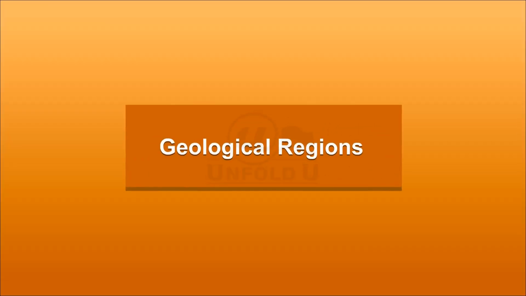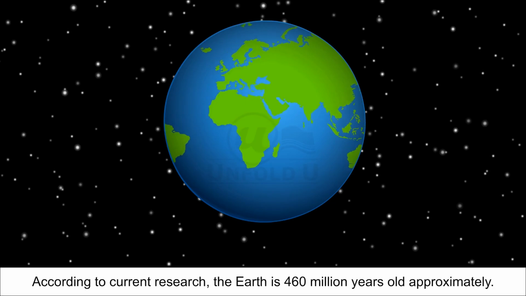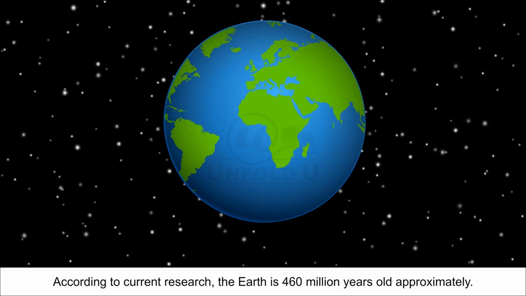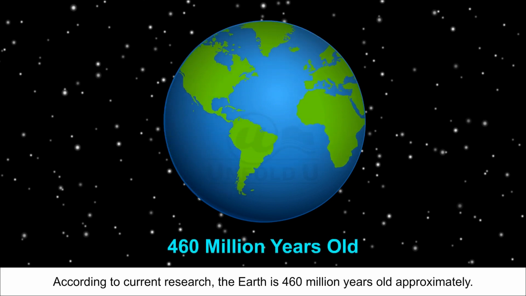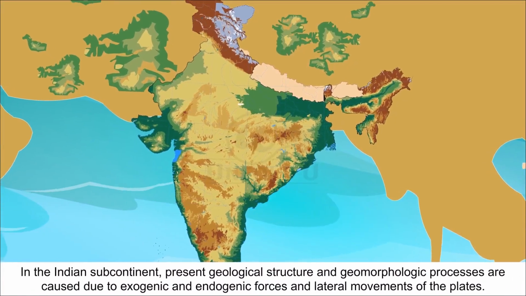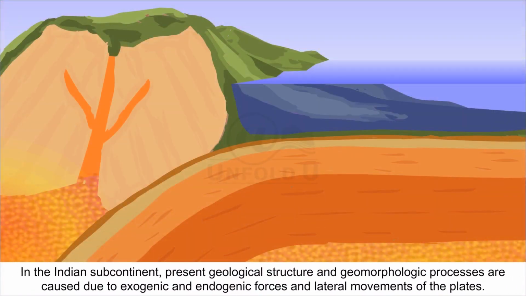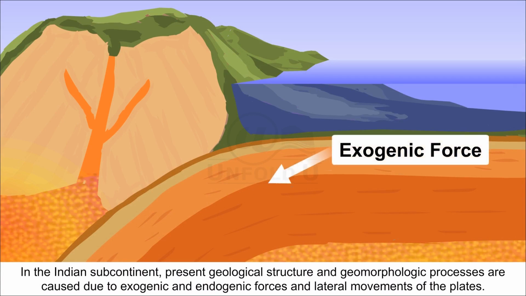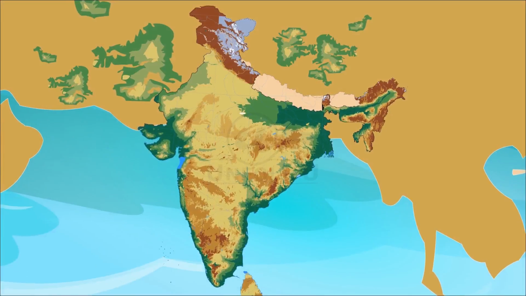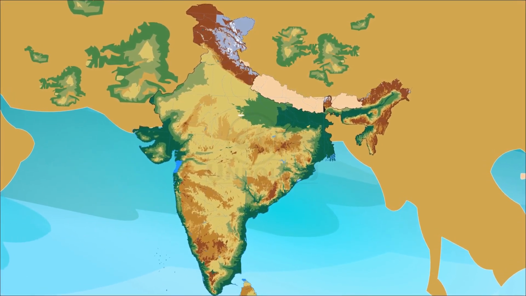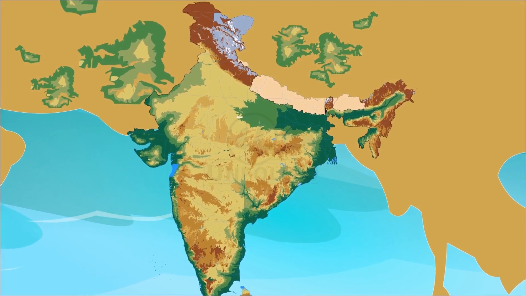Geological regions. According to the current research, the Earth is 460 million years old approximately. In the Indian subcontinent, present geological structure and geomorphologic processes are caused due to exogenic and endogenic forces and lateral movements of the plates. Hence, India can be divided into three geological regions.